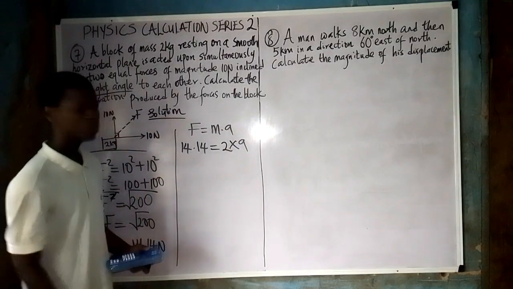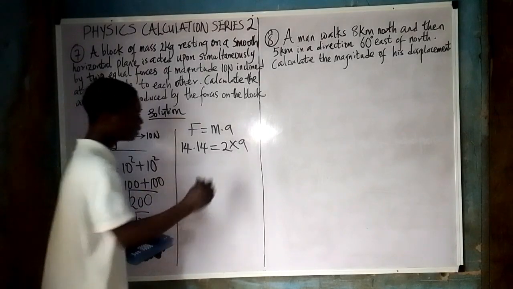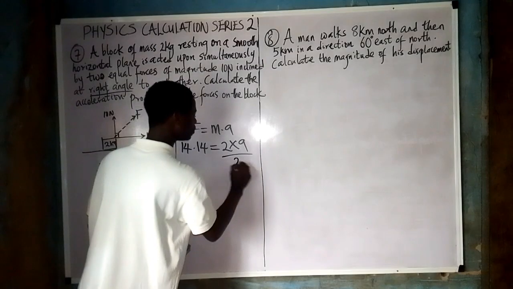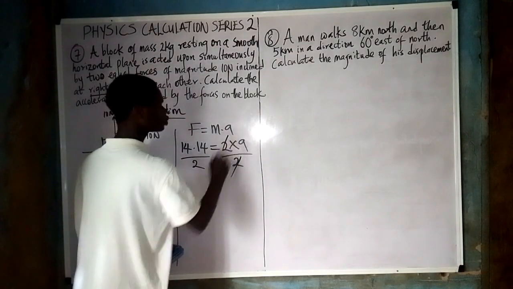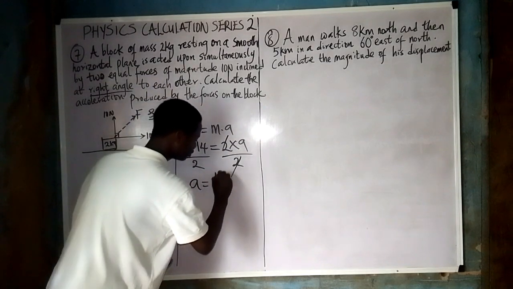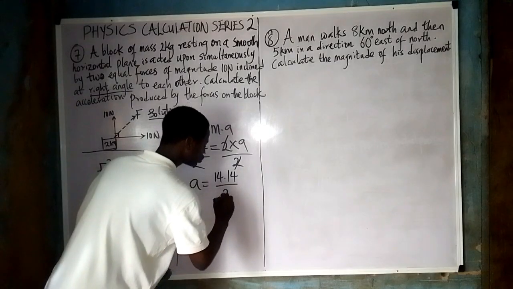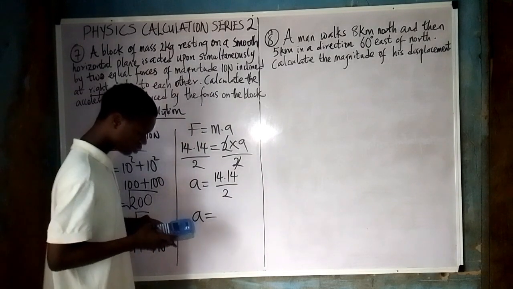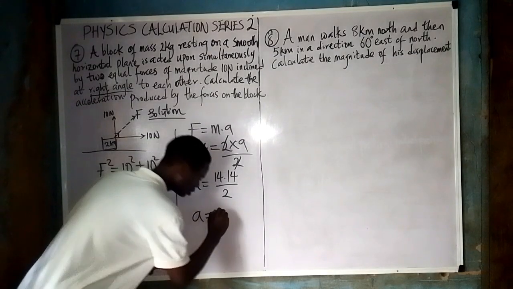How do we now get A? We make A the subject. How do we do that? Divide both sides by what is attached to A. So we are dividing both sides by 2, 2 over 2. So we cancel 2 here. What will be left here? A will be equal to 14.14 divided by 2. A finally will be equal to 14.14 divided by 2. That gives us 7.07.